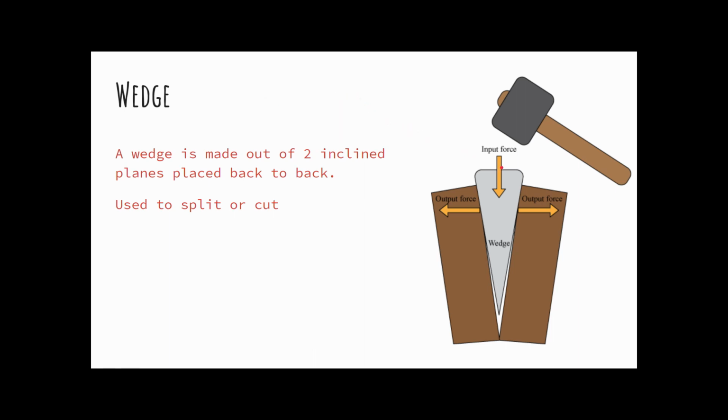Now wedges act just like the inclined plane. If the wedge is longer, that's going to make it easier to split or to cut these apart. But you have to move much, much farther to split them just as much. If it's shorter, you're going to have to increase your input force. You're going to have to hit it harder to do the same amount, but you're not going to need as much distance. All right, now let's go ahead and take a look at our last simple machine of the day.